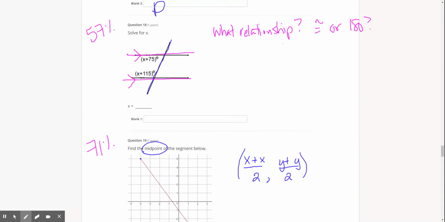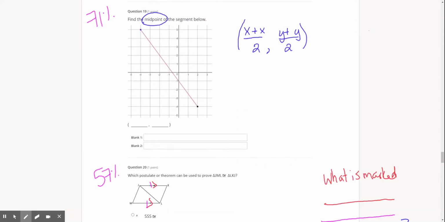Question 18 is like question 14. What's that relationship? Perfect. Formula for midpoint. What are my 2 points that I'm using? -4, 5, and 2, -4. Is that what I heard you say?